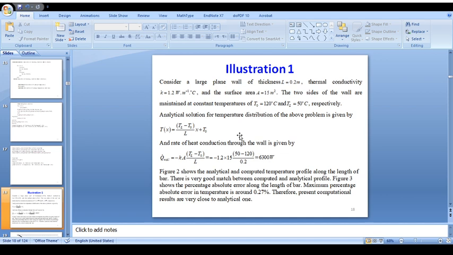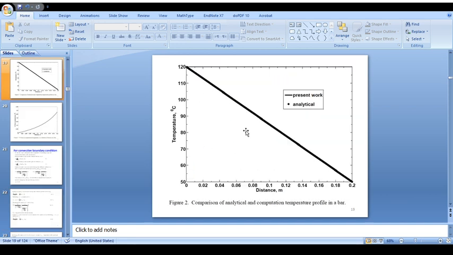This is the problem statement for this. L was 0.2, thermal conductivity was 1.2 watt per meter per degree Celsius, heat transfer area 15 meters square, and boundary temperatures were 120 and 150 degrees Celsius. This is the analytical expression for the temperature solution given by these expressions. The analytical heat transfer rate can be calculated by this simple expression.